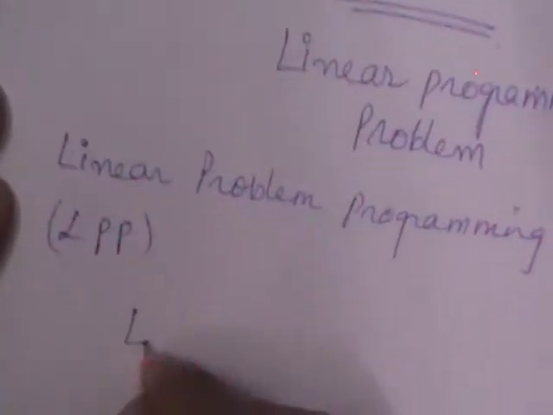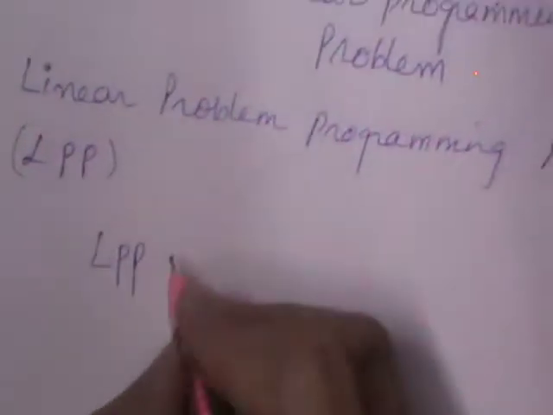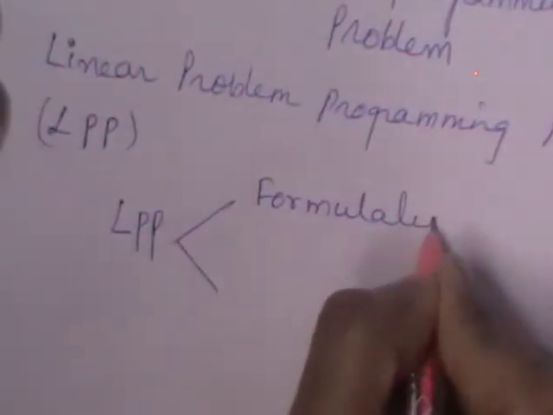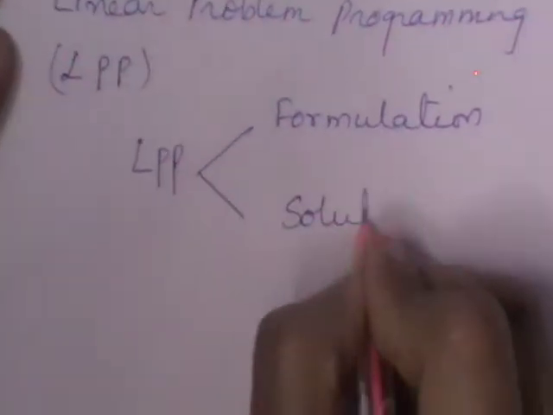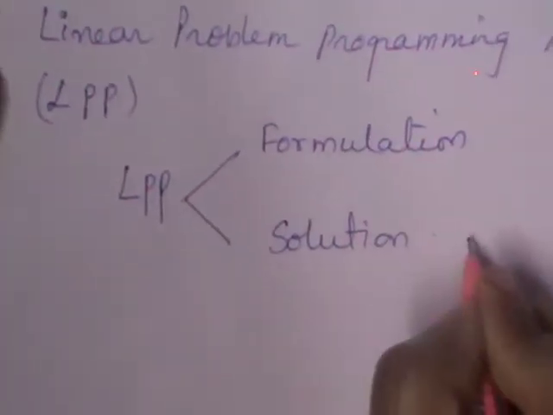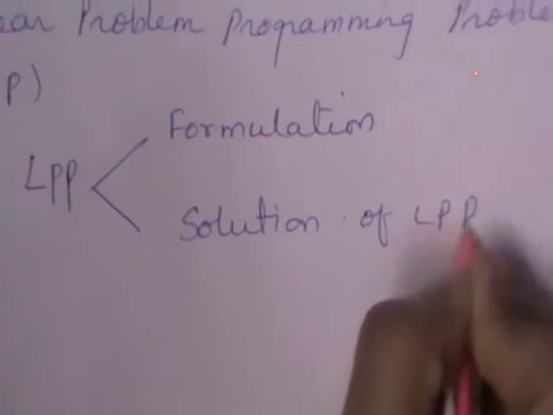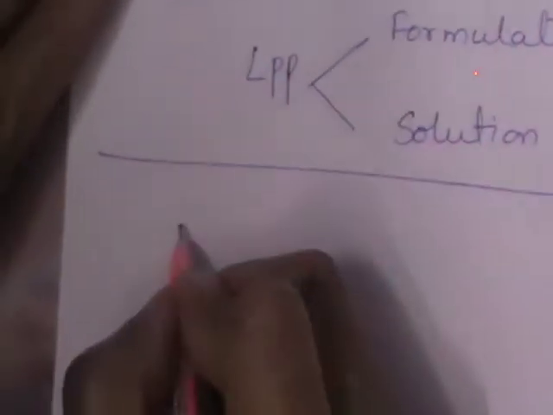So an LPP consists of formulation of LPP and solving the LPP. After a few steps you will understand the meaning of these two: formulation of LPP and solution of LPP. Now let us see what an LPP consists of.